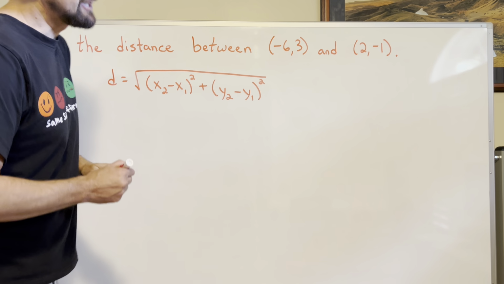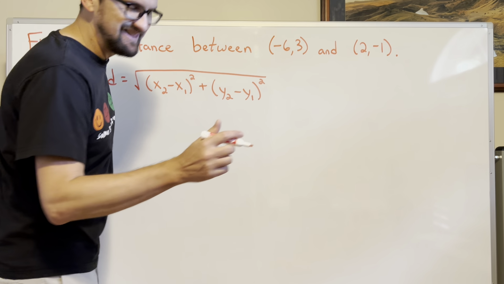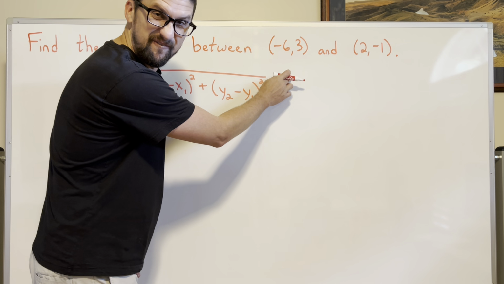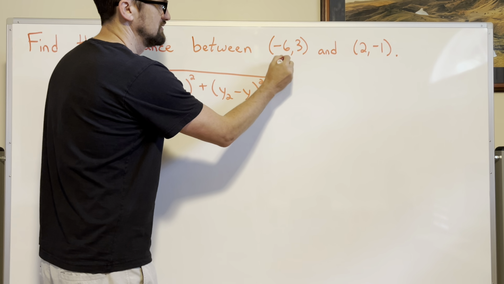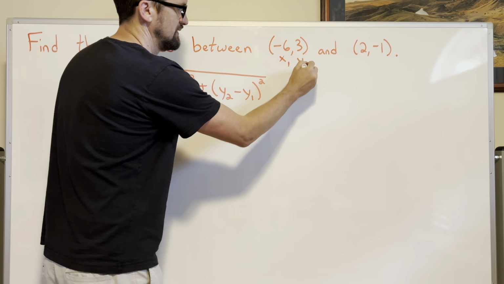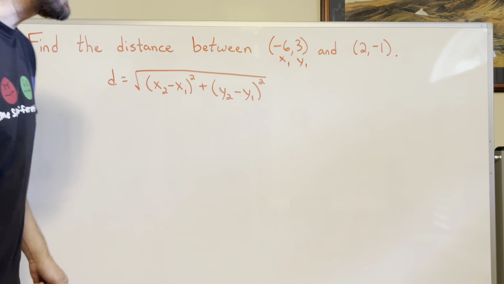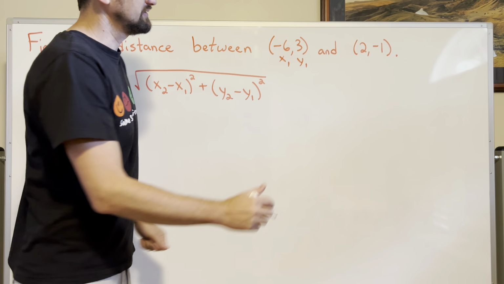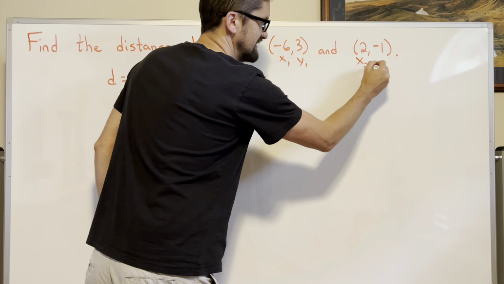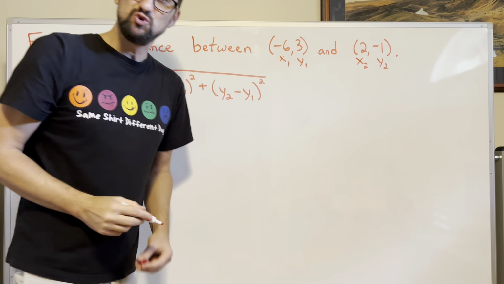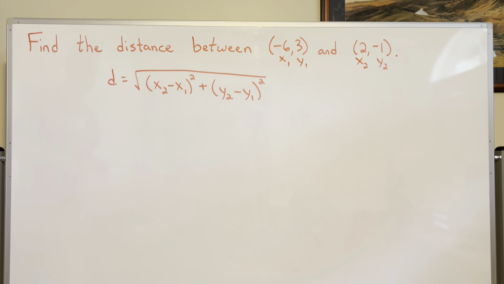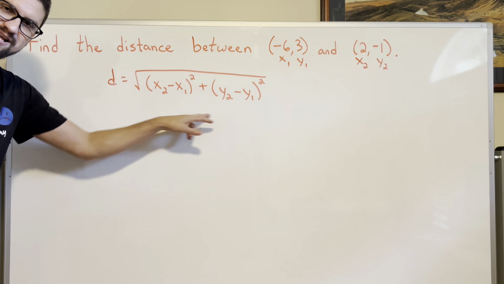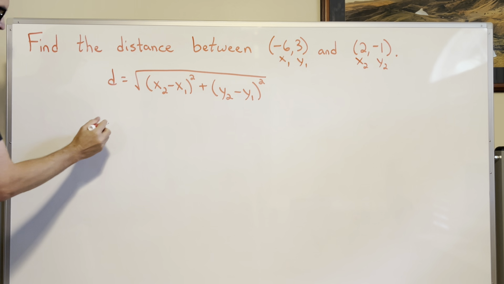I would suggest labeling these points. This is the first point, so I'm going to label that x1, y1. This is the second point, so I'm going to label that x2, y2. And now what I'm going to do is plug in to this formula.